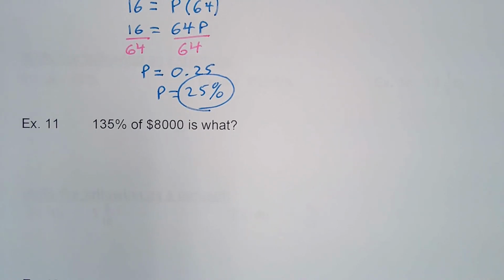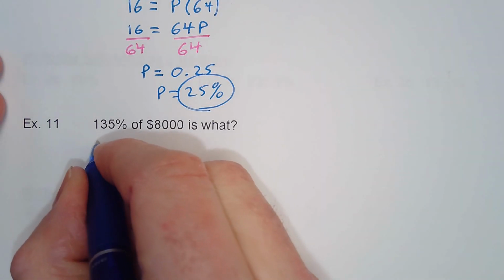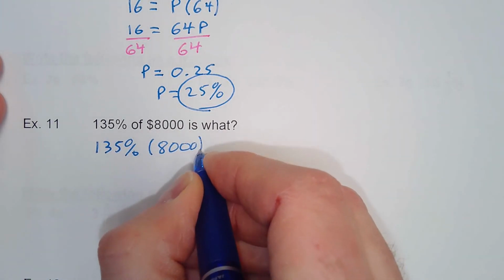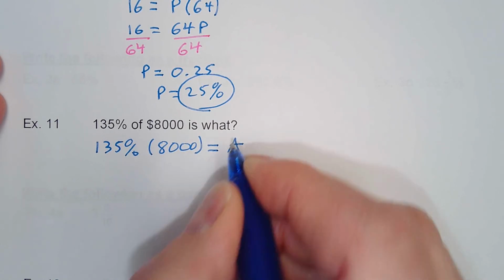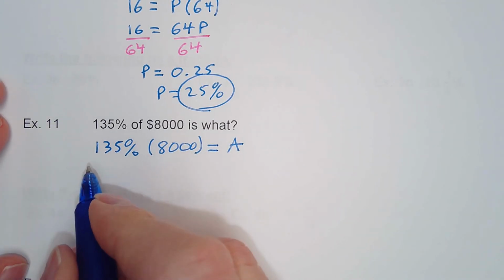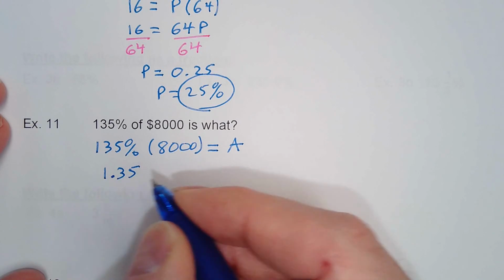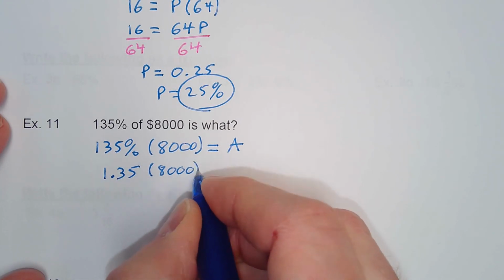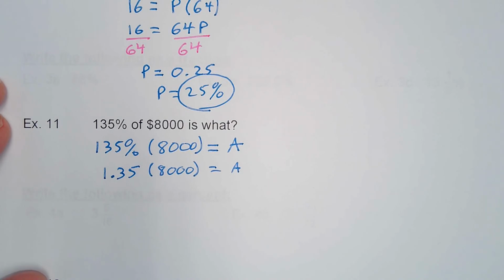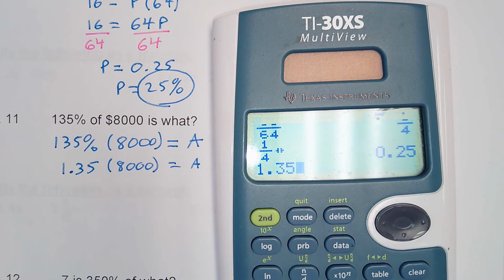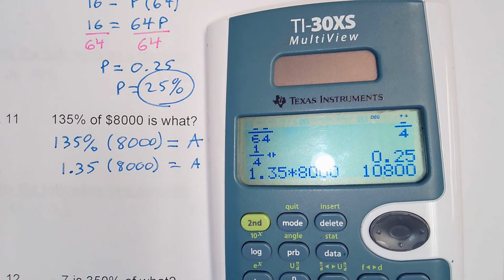All right, let's try number 11. So we have 135% of 8,000, of, again, being multiply, is what equals, so we're looking for our amount. So I think of 135 pennies, that's $1.35, so this would be as a decimal 1.35. The two numbers are on the same side, so we're just going to go ahead and multiply. And that gives us 10,800.